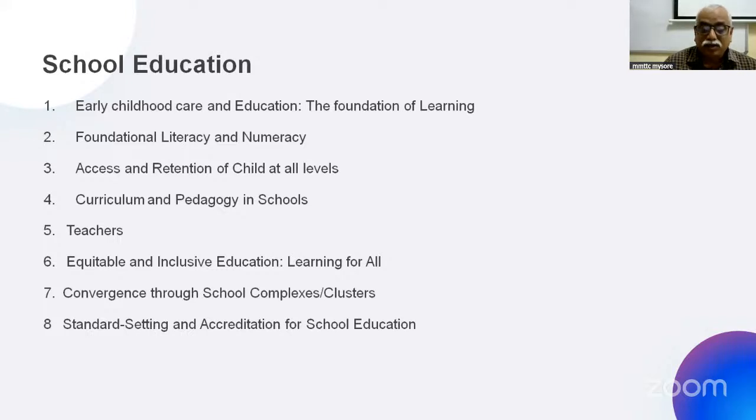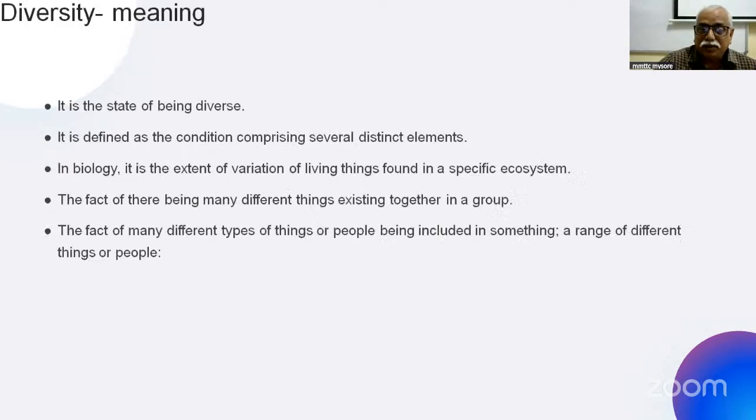And chapter 8 talks about standard setting and accreditation for school education. So you might be aware that higher education, colleges, universities are going for NAAC accreditations. The same quality assurance through accreditation has to be brought into the school education setup also. How do we do that? How do we set the standards, and which is the body that needs to be created and given the school accreditation criteria? So in that way, part 1 talks about school education.